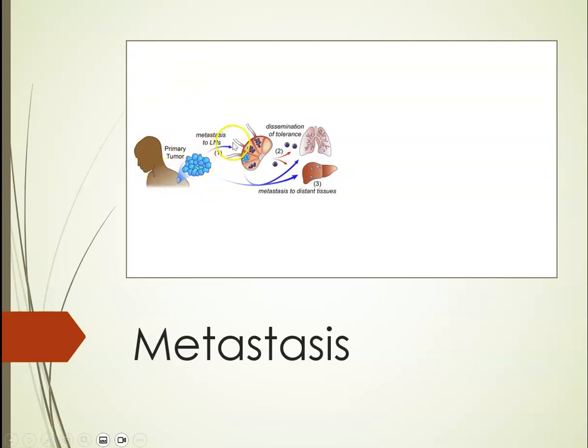They can go to the bone, they can go to the liver, they can go to the kidneys, they can go anywhere. So just keep in mind that metastasis occurs when the cancer moves from its primary site to a different part of the body.